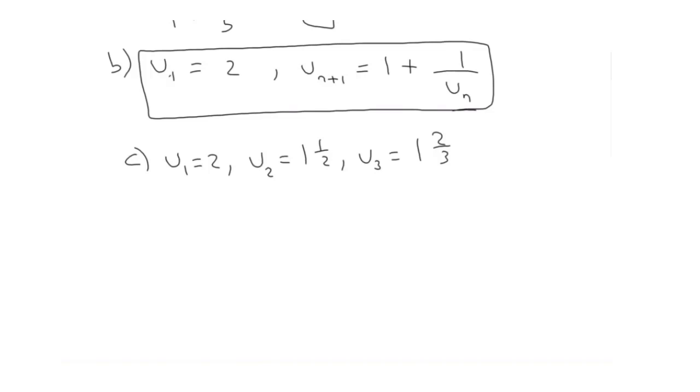U2 is less than U1. So to get from 2 to 1.5, you go down. But then actually U3 is greater than U2, because 1 2/3 is 1.66666 and 1.5 is 1.5. So U3 is actually greater than U2. So that is enough to show the sequence is not monotonic.